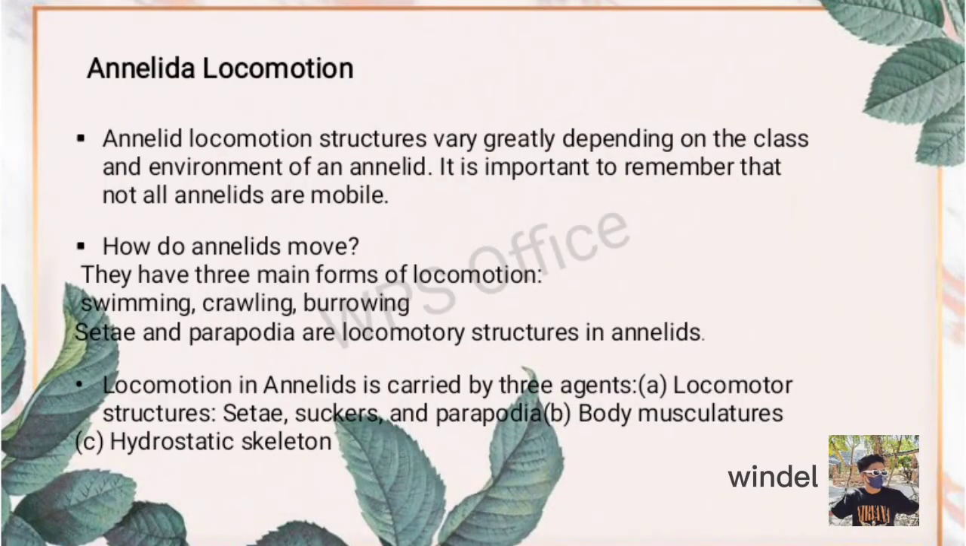Annelida locomotion. Annelid locomotion structures vary greatly depending on the class and environment of an annelid. It is important to remember that not all annelids are mobile. So how do annelids move? They have three main forms of locomotion. First, swimming. Second, crawling. And the last is burrowing. Setae and parapodia are locomotory structures in annelids. Annelids living in aquatic environments, mostly polychaetes, swim using their parapodia, paddle-shaped appendages.